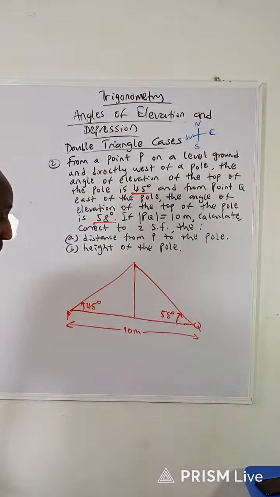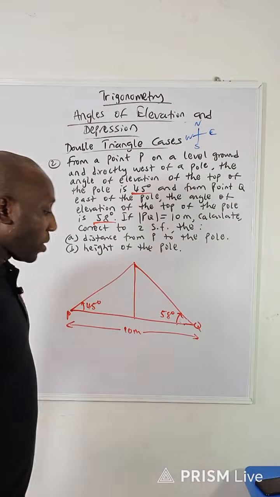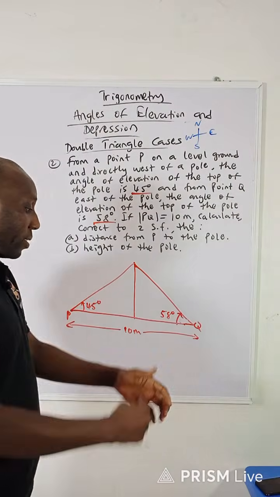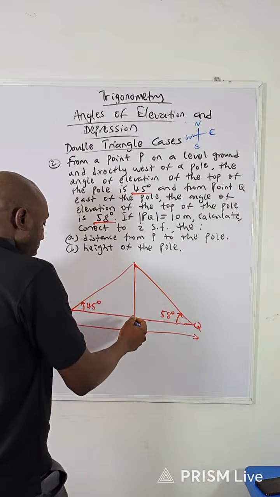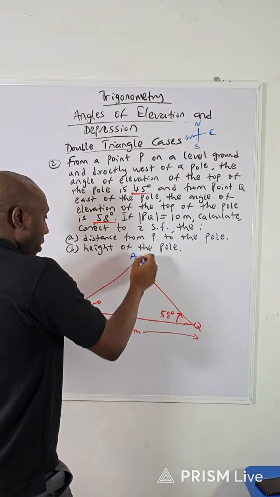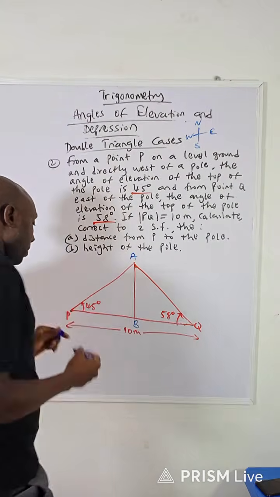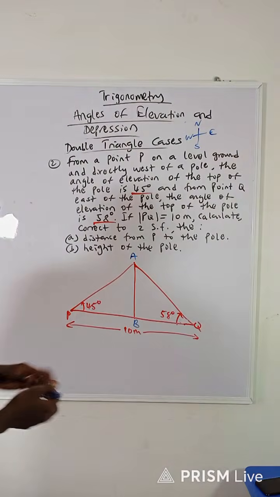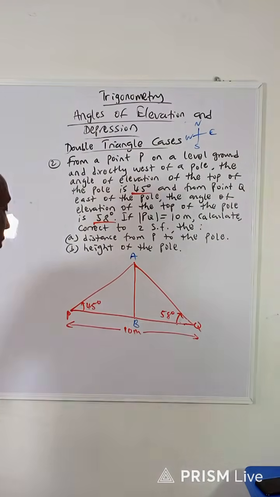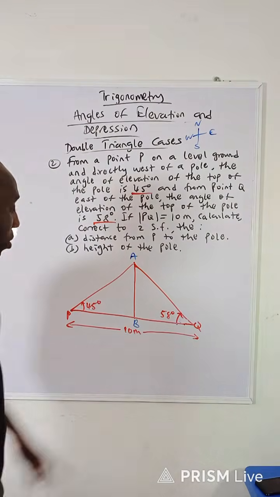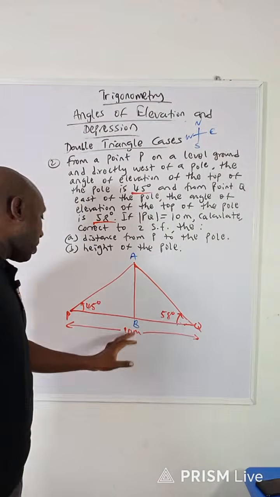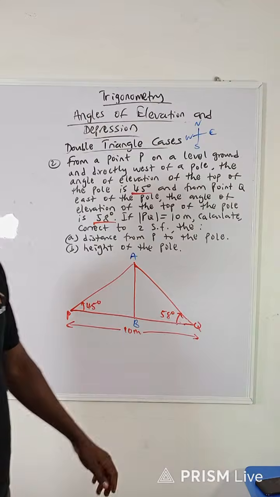So who wants to help us out? How do we get from here to here? Let's call this PQ, let's call this A and let's call this B. So how do we get PB? Remember, we're given 10 meters here. So what do we do to get PB? Anybody?